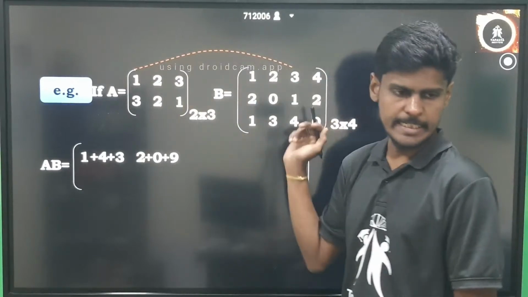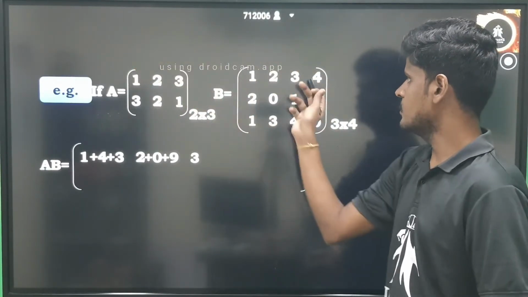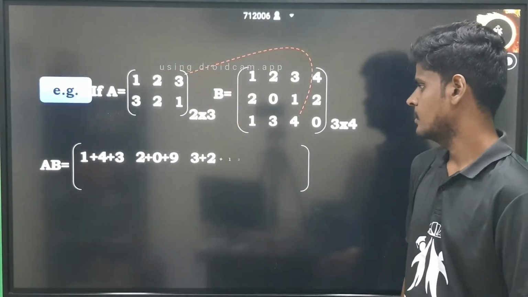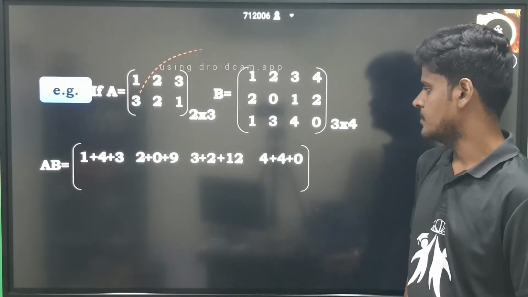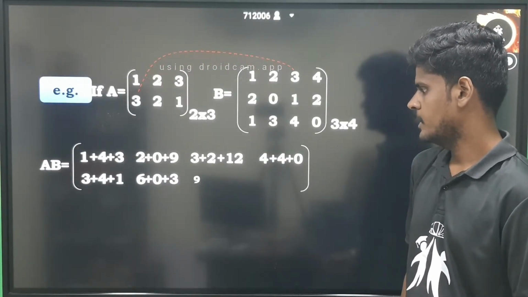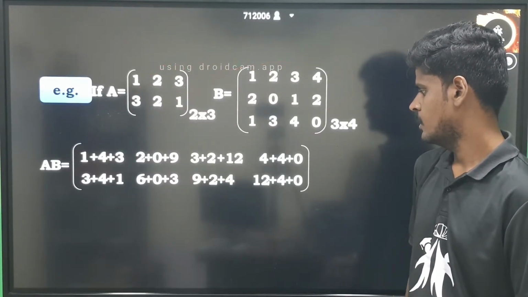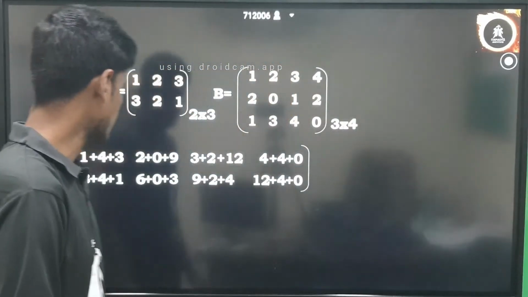Next, AB13. That is first row and third column. That is 1 into 3, 2 into 1, 3 into 4. So this is the answer. Similarly, find the other values. Okay, this is the answer. Now add all the values. That is the matrix AB.